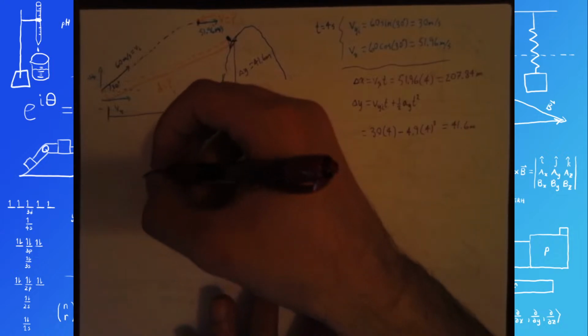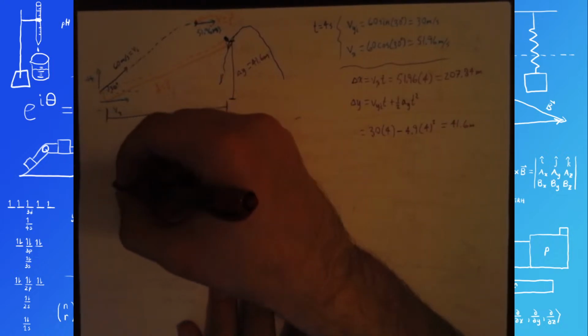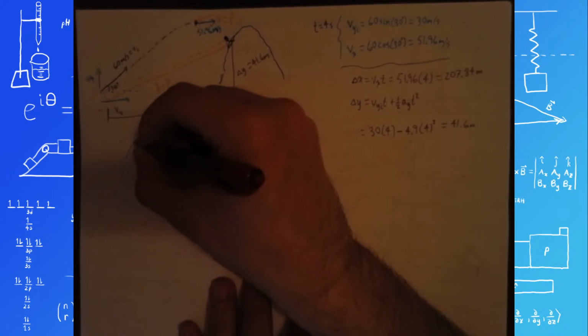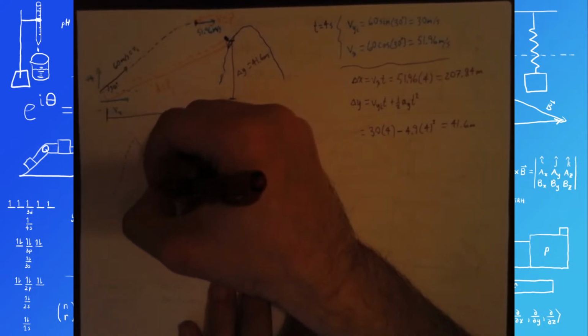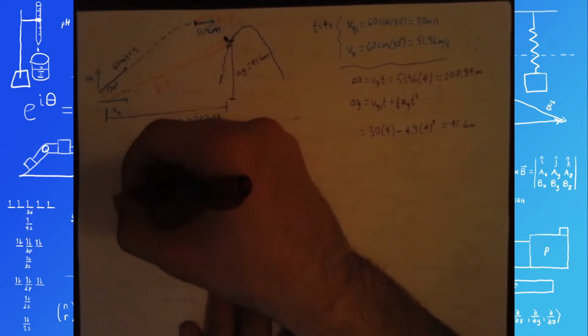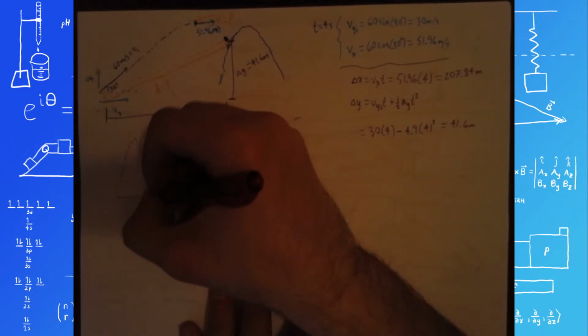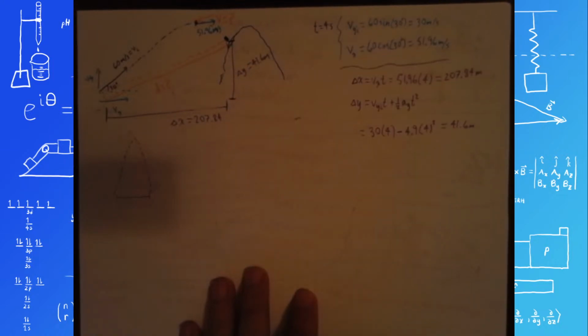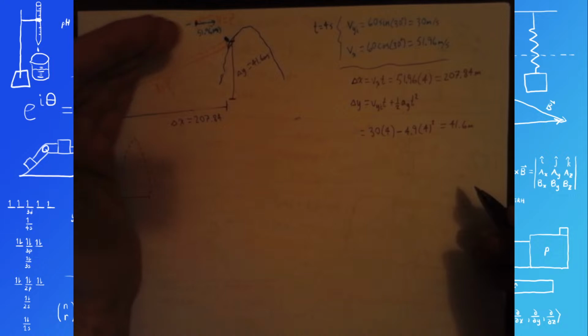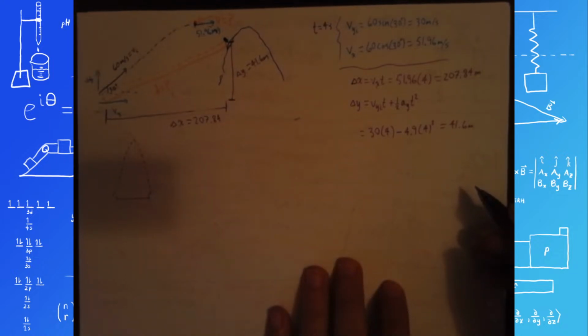Because if you fire at a high enough angle, then you might get something like this, where your maximum delta y is way bigger than your maximum delta x. But for shallower angles, don't be too surprised if delta x is way bigger than delta y.